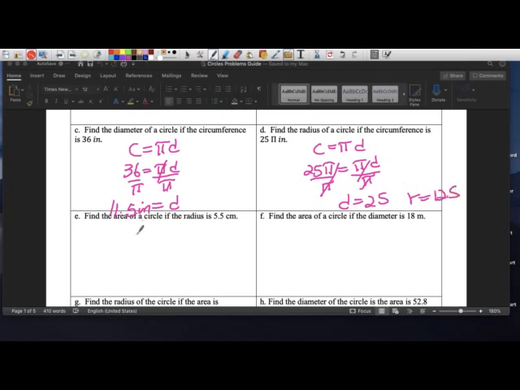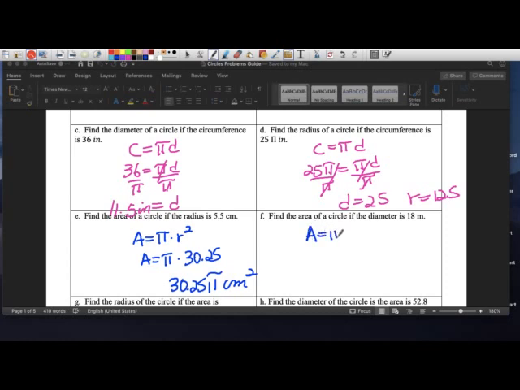Find the area of a circle. Again, we're going to obviously use pi r squared. This one's straightforward. 5.5 to the second power is 30.25. Let me just rewrite this a little better. It's 30.25 pi, and if I'm leaving it in terms of pi, make sure you choose centimeters squared.